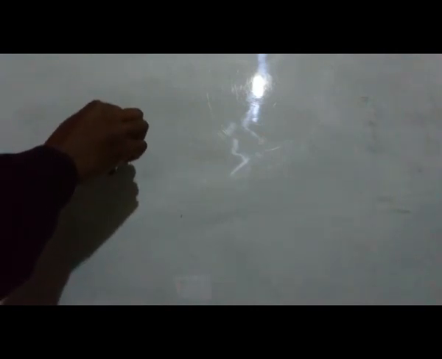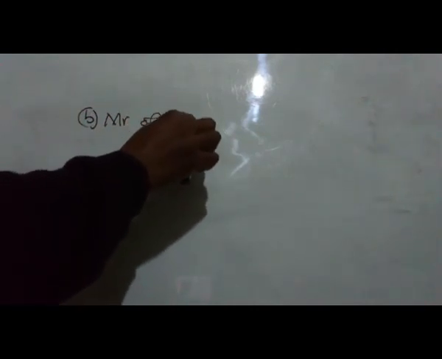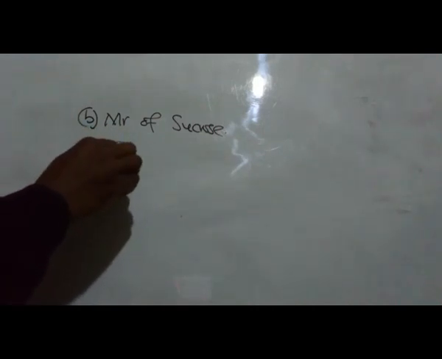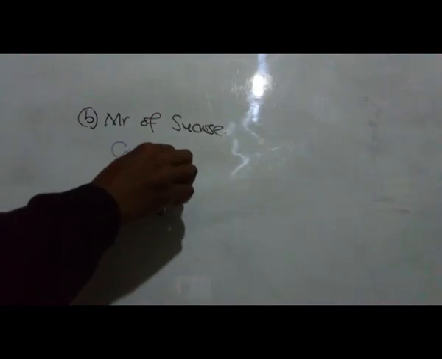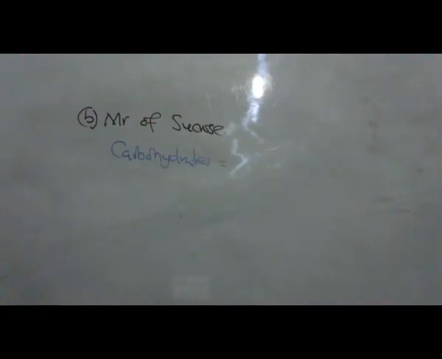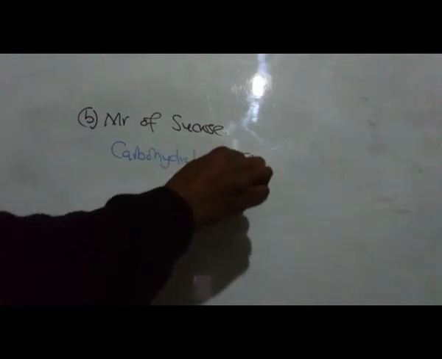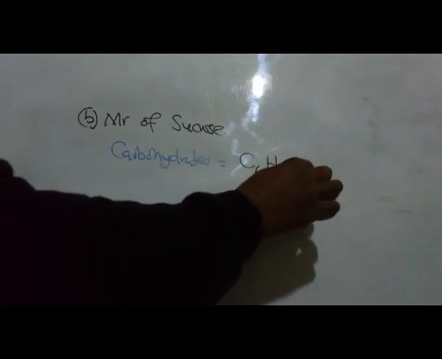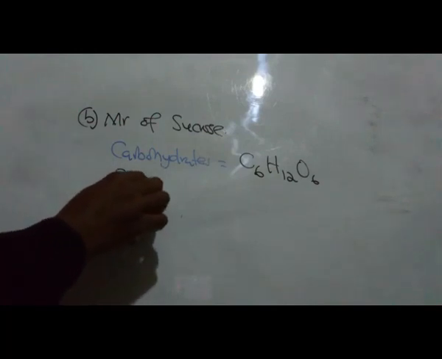Part B says, I remember it was about sucrose. Calculate the Mr of sucrose. Very few students got this one correct. Why? Because most of them confuse the chemical name for sucrose and carbohydrates. So I'm going to show you the difference. Carbohydrate is the one that is C6H12O6. But sucrose is not carbohydrates.